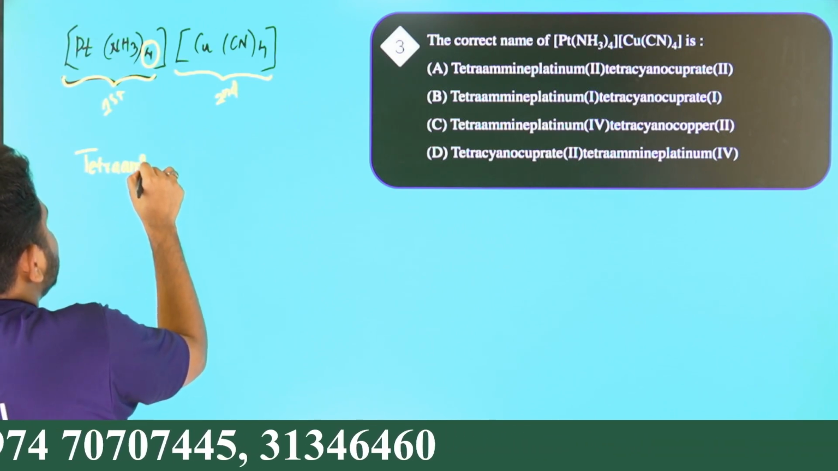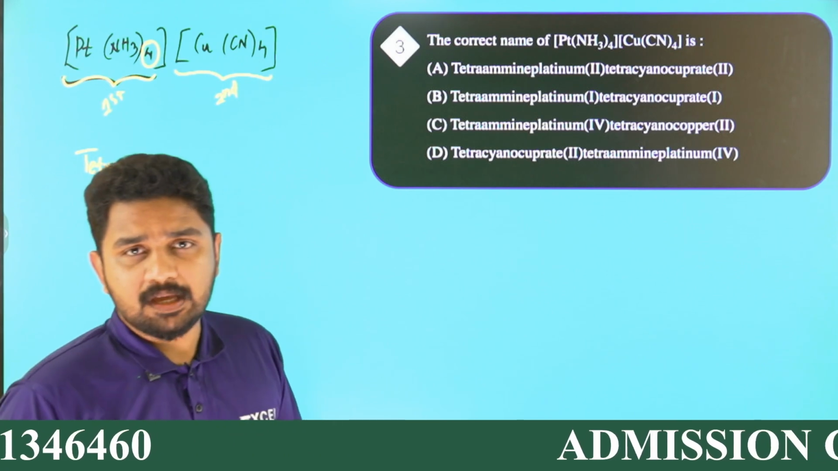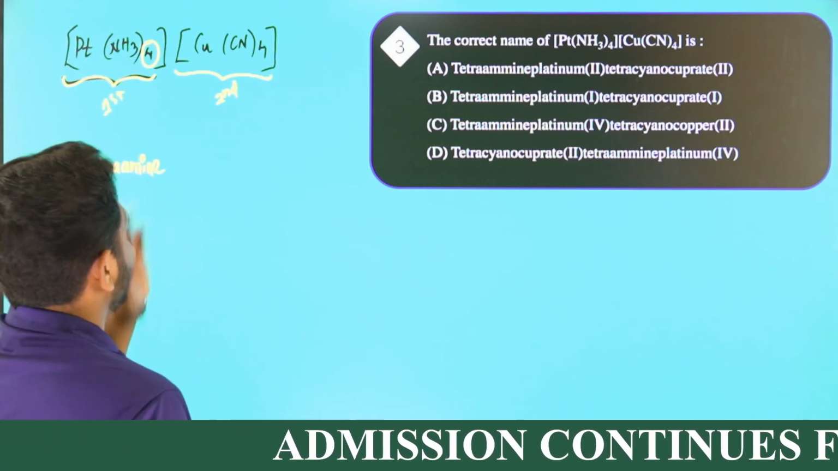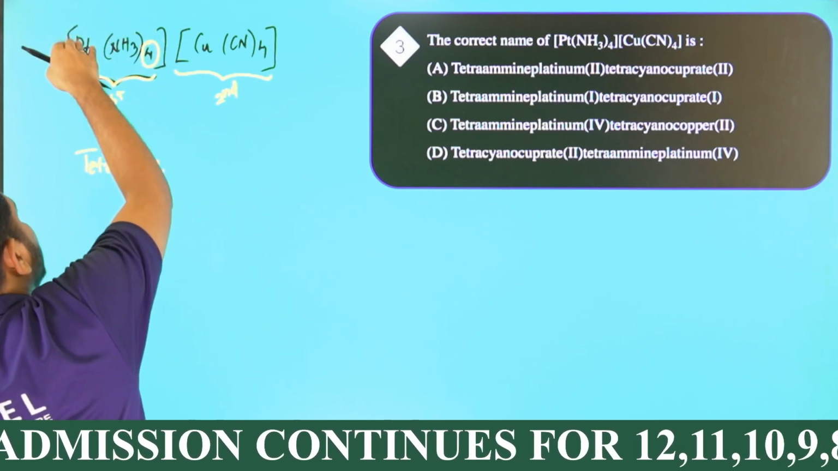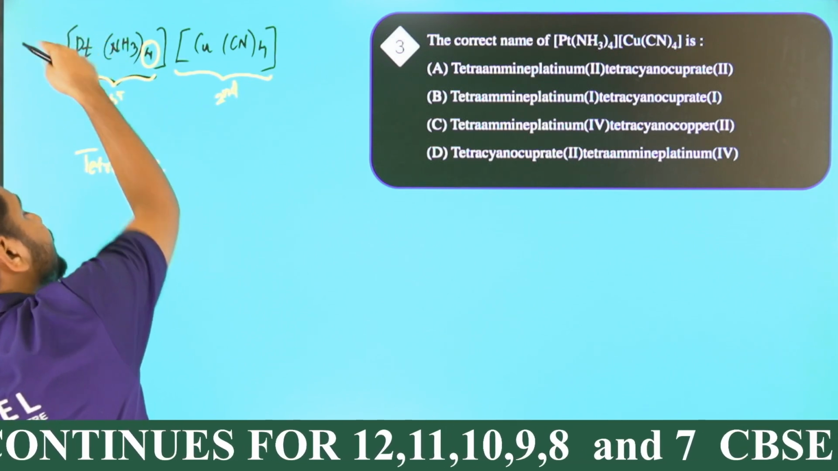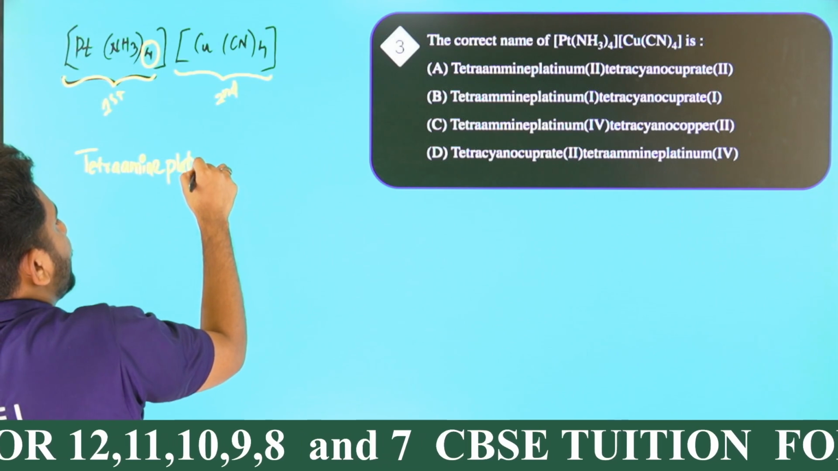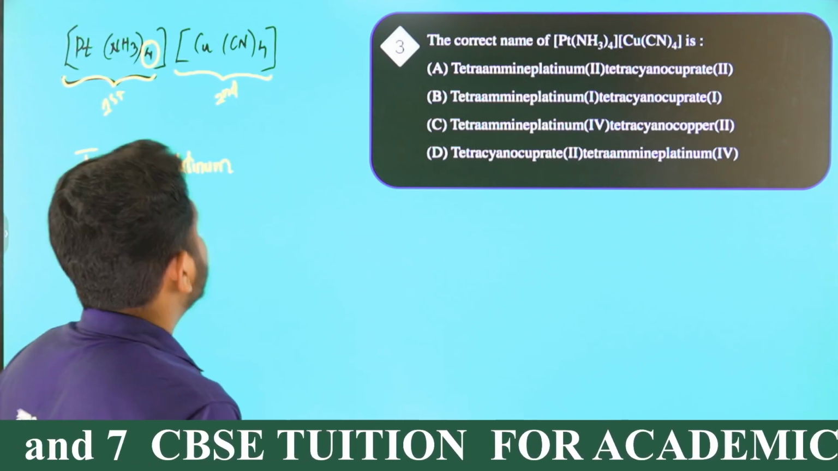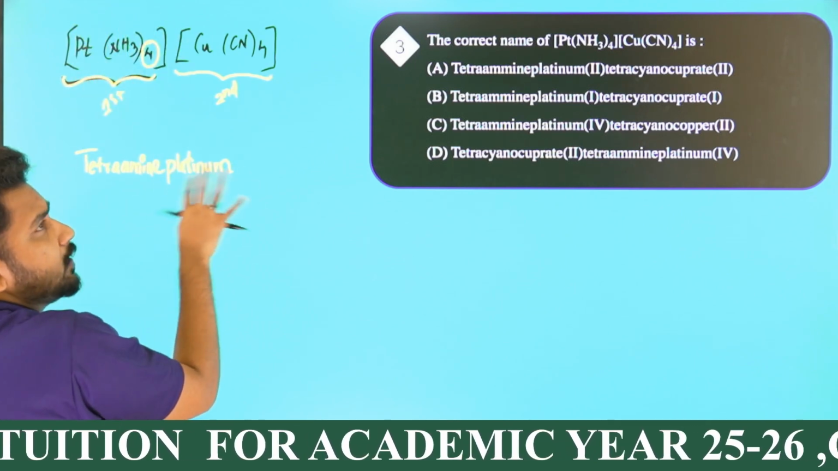Tetraamine. Yes, we did it already in the last question. If the NH3 group comes as a ligand, we name it as amine. 4 NH3, so tetraamine. I wrote the name of the ligand. So I'm moving on to the central metal. What is the central metal here? Platinum. So you can write platinum. Okay, tetraamine platinum. Tetraamine is the name of the ligand, and platinum is the name of the central atom.